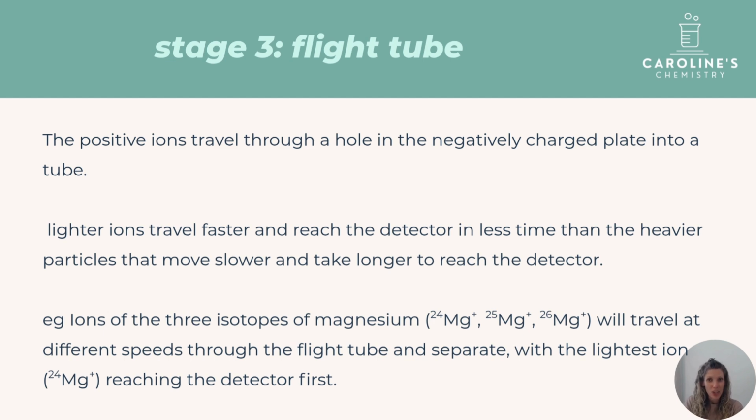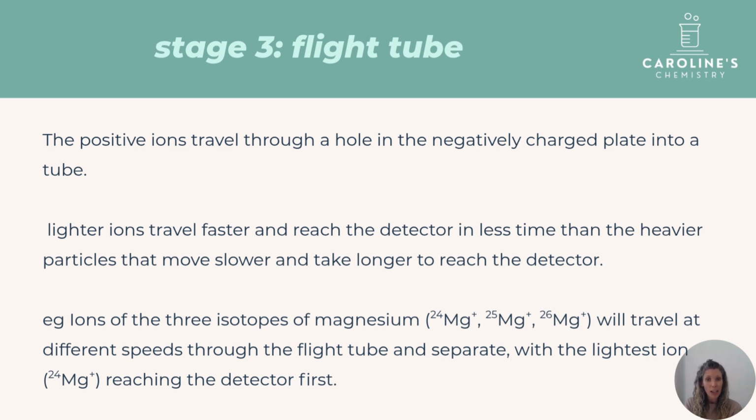The next stage, stage 3, is the flight tube. So in the flight tube, we now have our positive ions, and they all now have the same kinetic energy, having gone through the first 2 processes. They then travel through a hole in this negatively charged plate into a fixed distance, which is the tube within the mass spec. Remember, those lighter ions travel faster, so they take less time, they have a shorter time of flight than the larger, heavier particles that are moving much slower, and they have a longer time of flight.